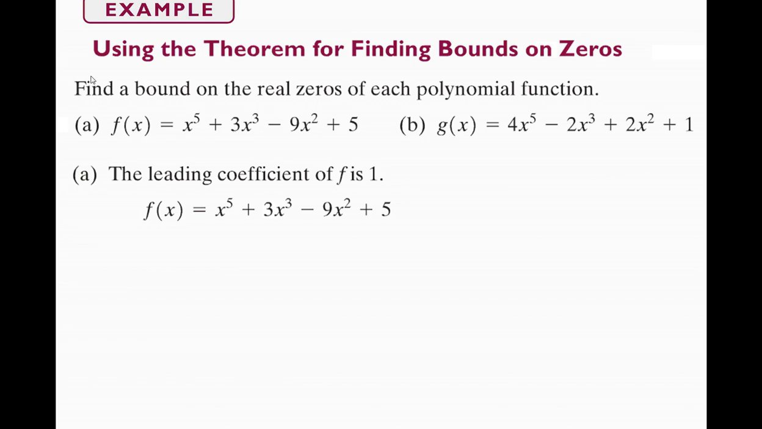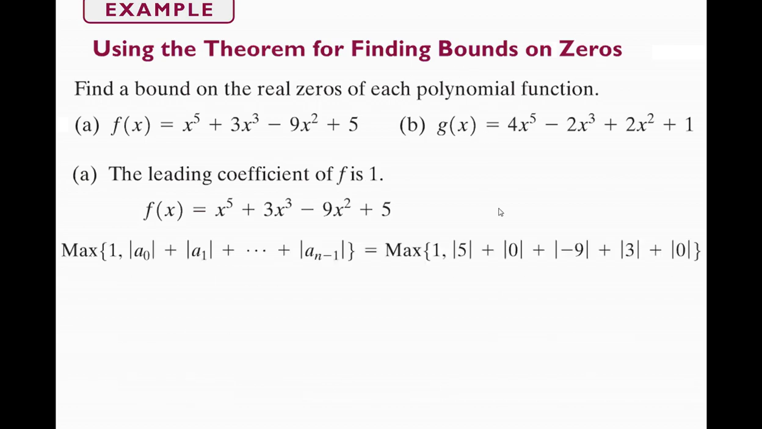All right, we're going to find a bound on the real zeros of each polynomial function. So we're going to look at our first one, f of x equals x to the 5th plus 3x squared minus 9x squared plus 5. The leading coefficient is 1, so we can use our bounds on zeros theorem. So we want to find the maximum value. It's either 1 or the sum of the other constants.